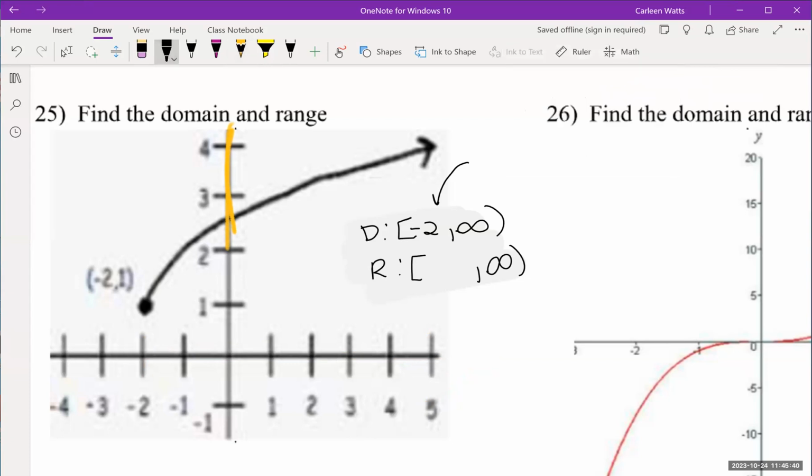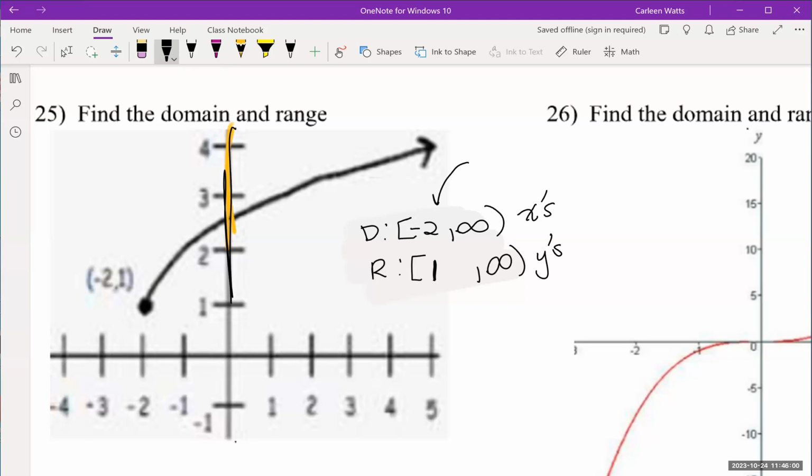Okay, what is the lowest? Okay, I think that number's for this one. 1. Can you see that 1? The domain is the X's, the range is the Y's. Yeah, 1 is the lowest Y value.